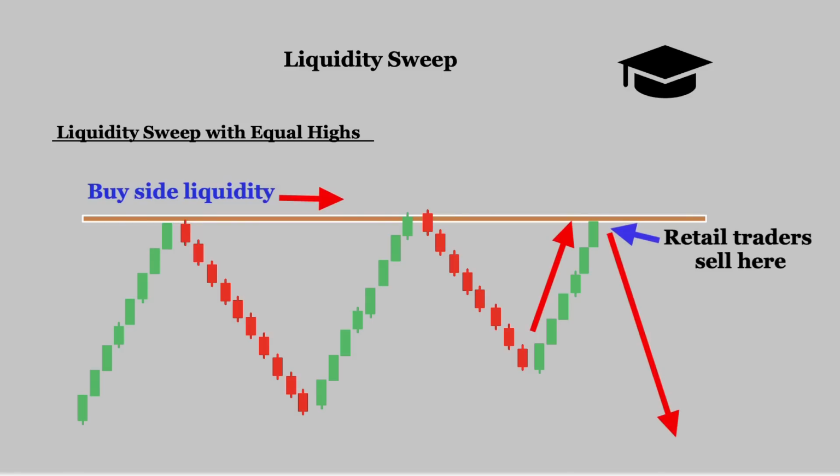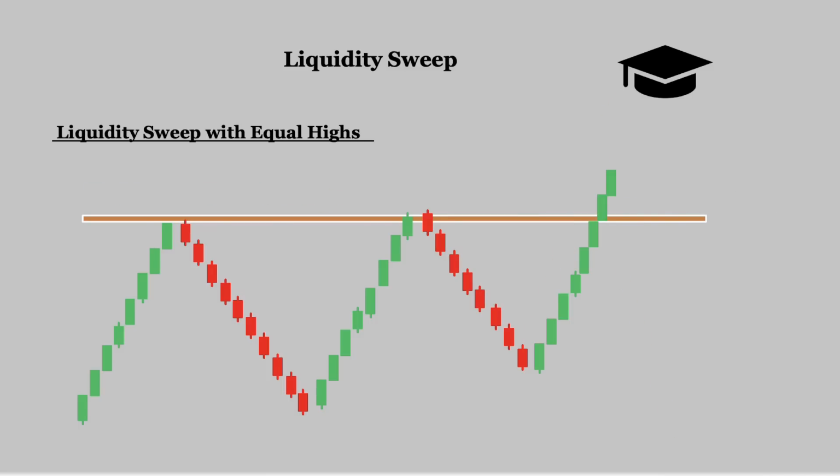expecting a reversal, while others place buy stops above the highs, anticipating a breakout. The price breaks above those highs, luring traders into long positions, thinking the breakout is genuine. But then, the price reverses sharply downward, triggering stop losses and trapping long traders.